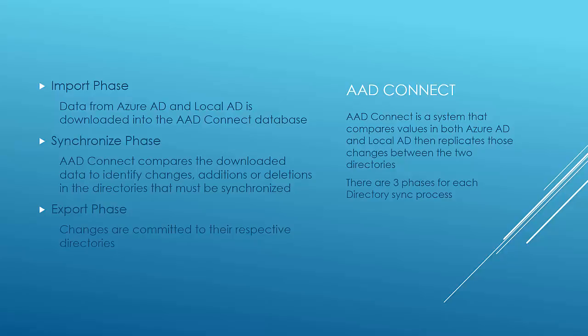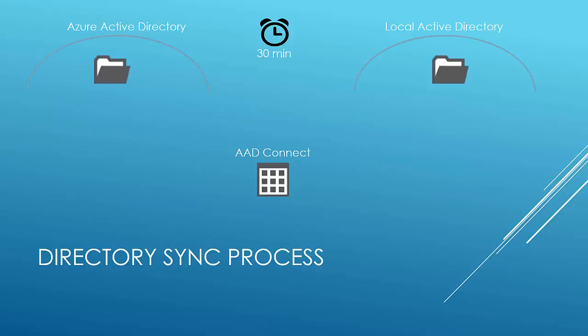Then it goes to the export phase, where it sends those changes out to the respective directories and commits those changes. So it just compares values and sends them out. It's pretty simple, but it is something that definitely can get missed, so we want to make sure that we know how it works. This is a graphic for those of you that are not super wordy and like pictures. What we have here is our little timer up in the top here.